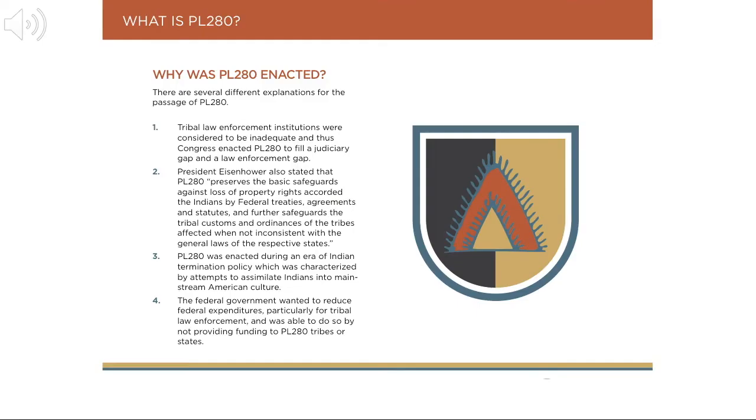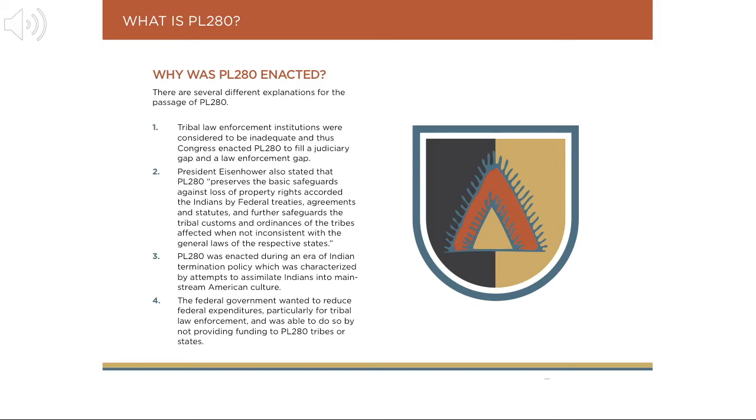Understood within the historical context of PL280, there are several perspectives of the reasoning behind the law. Here we provide a brief overview of key rationale, but it is also important to understand that the rationales behind PL280 are complex and intertwined. The first reason for the passage of the law is that tribal law enforcement institutions were considered to be inadequate, and thus Congress enacted PL280 to fill a judiciary gap by requiring states to step in.